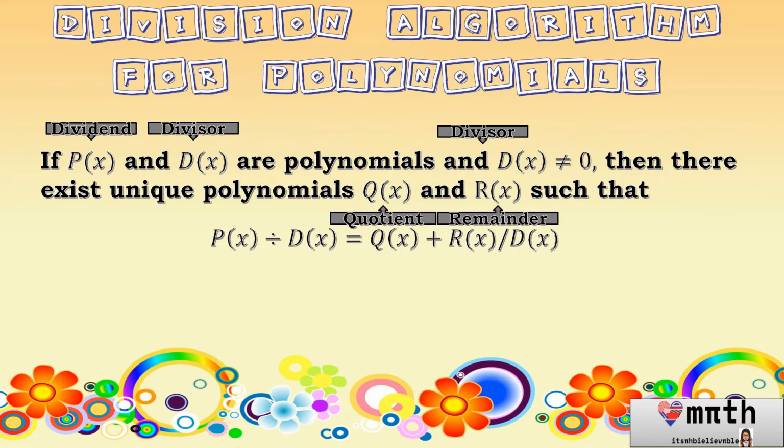Remember also that p of x divided by d of x is equal to q of x plus r of x over d of x. In other words, if you're going to divide the dividend by the divisor, it will be equal to the quotient plus its remainder over its divisor.